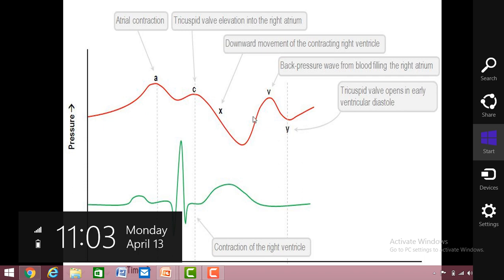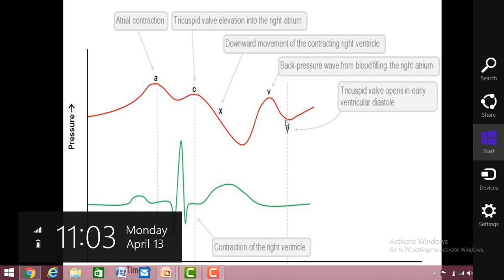Now the third positive wave is the V wave, and this V wave is because of the back pressure wave from the blood that is filling the right atrium. That means during this period the blood keeps on pouring into the right atrium from the peripheral veins, and this will keep on increasing the right atrial pressure, and so the venous pressure will also be increasing during this time.